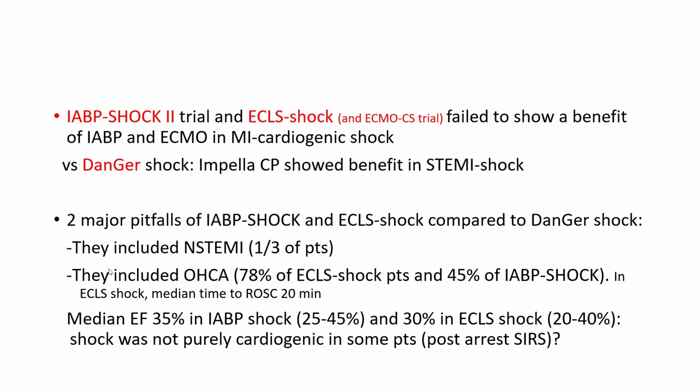And along with those two major pitfalls, the median ejection fraction was 35% in IABP-SHOCK, and it ranged between 25 to 45%. And the EF median was 30% in ECLS-SHOCK, and it ranged between 20 to 40%, which tells you, particularly at the upper range of that EF, that shock was not purely cardiogenic in many of those patients. It might have been a post-cardiac arrest systemic inflammatory syndrome. Again, another reason why the support device may not work.